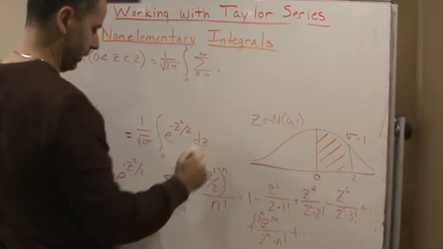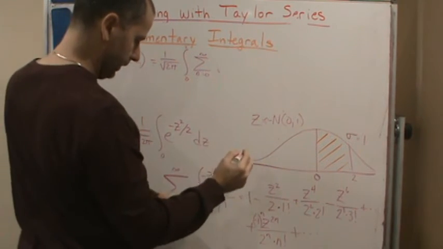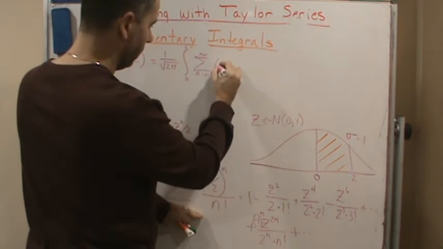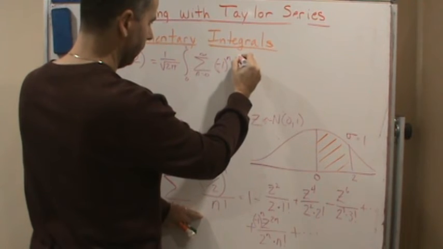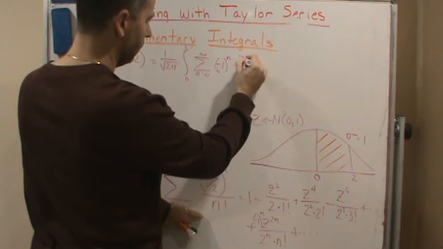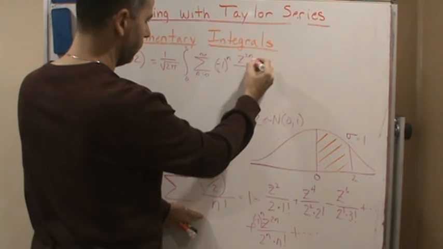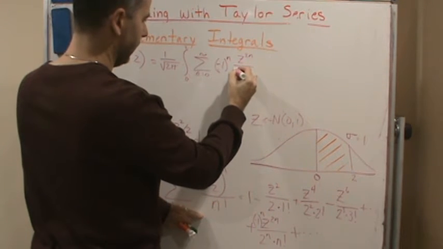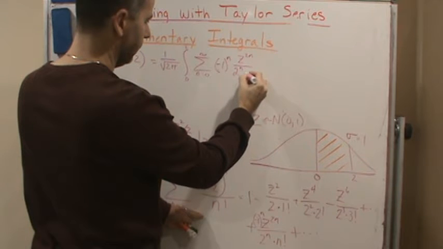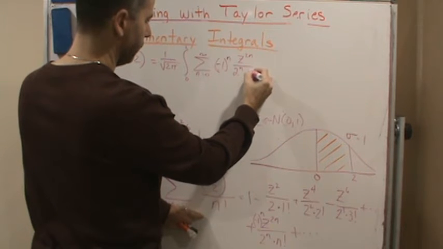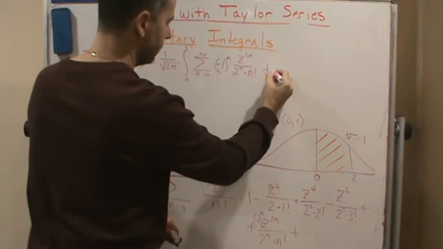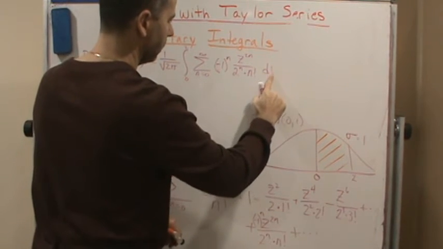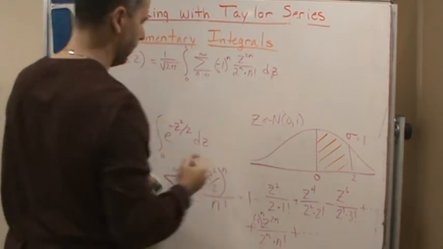let me write it this way, let me simplify it. So this is going to be negative 1 to the n, z to the 2n divided by 2 to the n, and then divided by n factorial, and then dz. Okay.